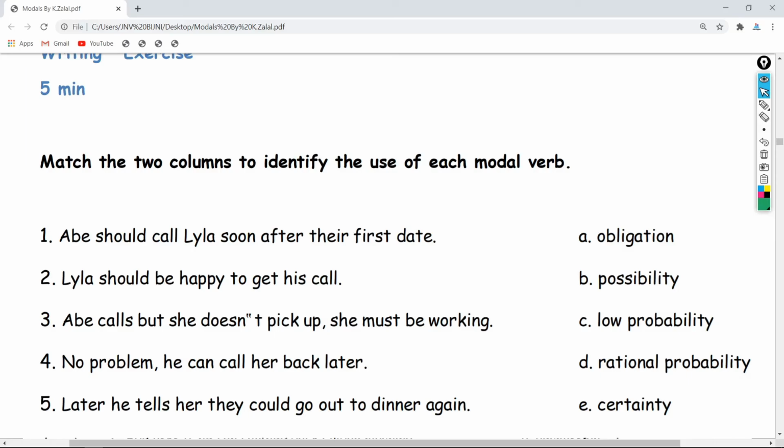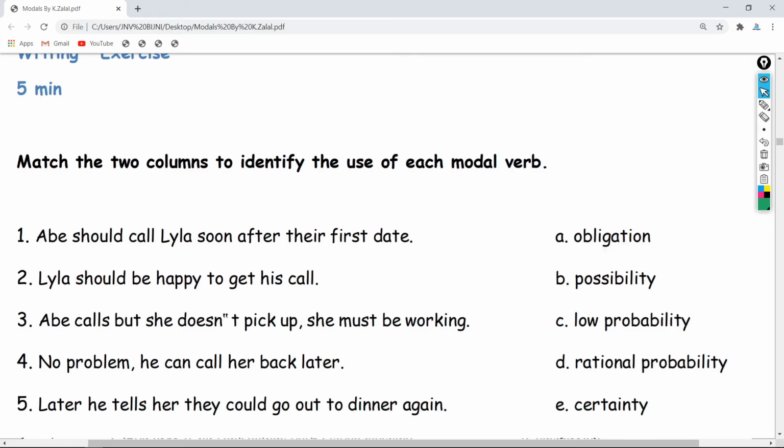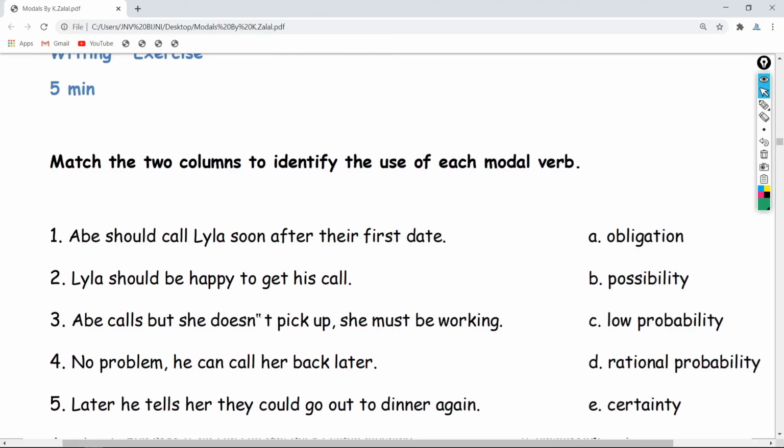So here there is one obligation, there is another possibility, there is another low probability. All these are there, and there is the use of these modals. See the modal should, suit, must, can. So just by using your common sense, you can write what is the intended meaning that is implied here.